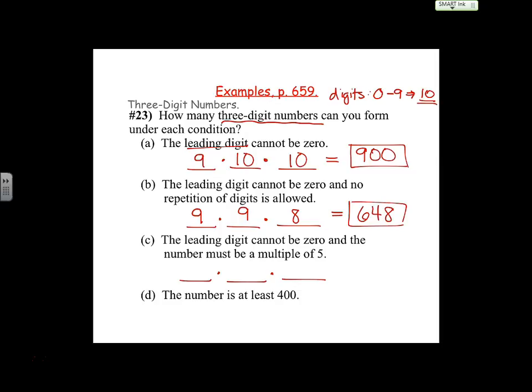Letter C says, leading digit can't be 0, there are 9 options. Oh wait, repetition is allowed. So in the tens digit, 0 is allowed, so all 10 of those original digits can be used. Repetition is okay. But the very last digit has to be a multiple of 5. Wait, hold on. What does the ones digit have to be in order to be a multiple of 5? Either a 0 or a 5. So how many options can I put in that last one? Just 2.